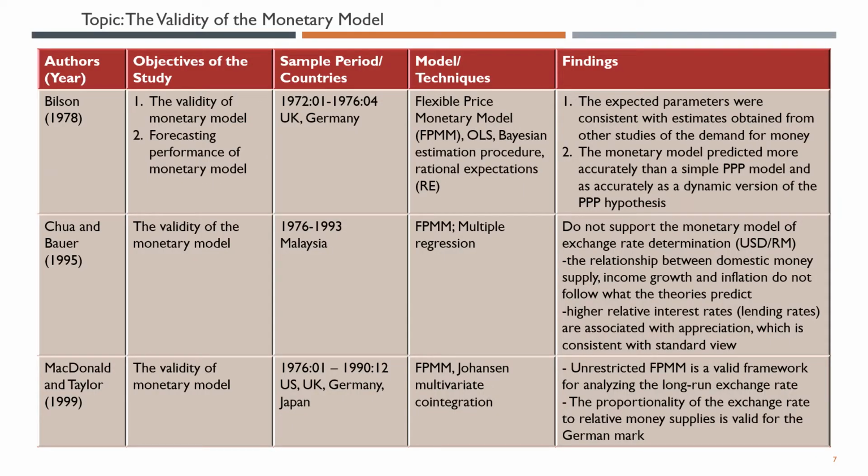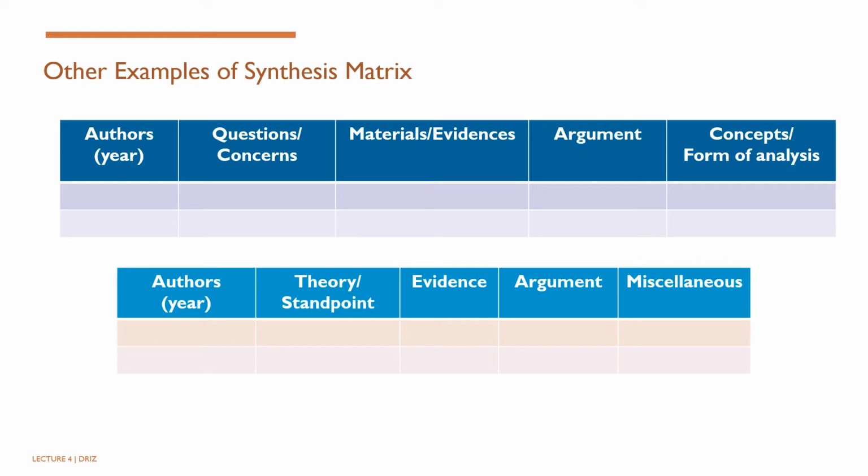This is an example of a synthesis matrix using the summary approach. As you can see, each paper is organized by the different headings. Using this method, you can compare and contrast multiple aspects of the papers, such as findings or methods used. Alternatively, here are other examples of a synthesis matrix.